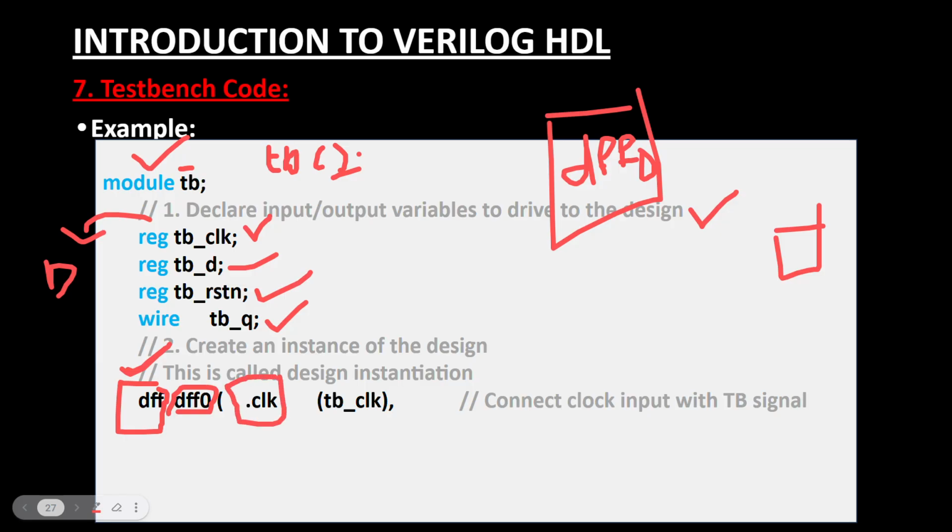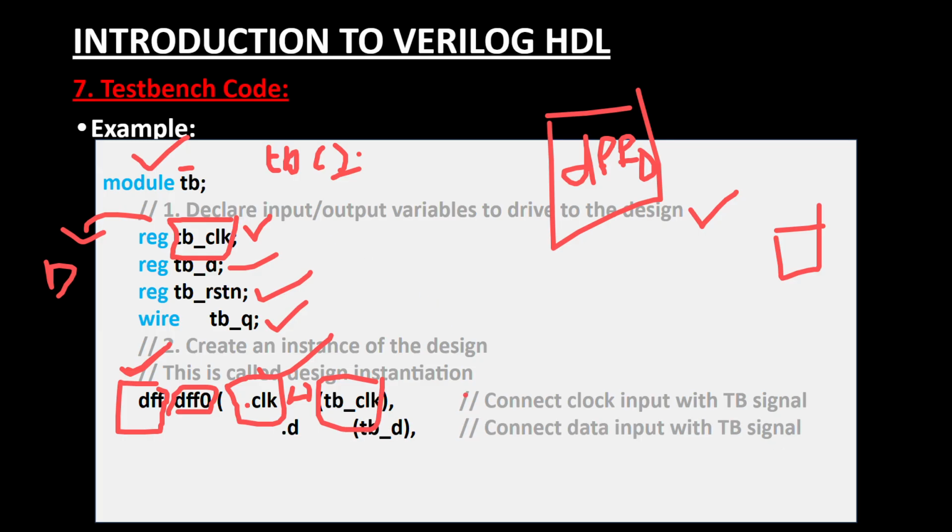Design code, right? So we must specify. This is the clock in the design code of the D flip flop. This is the clock for the TB. So we are connecting both. To connect both, we give dot and the port name which is in the design block, and in braces inside we have to give the clock which is in the TB.